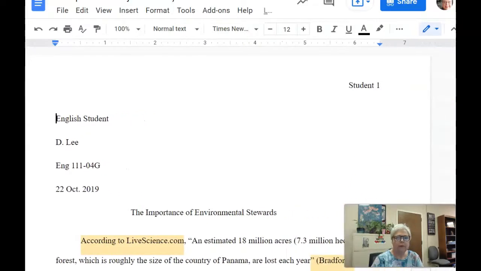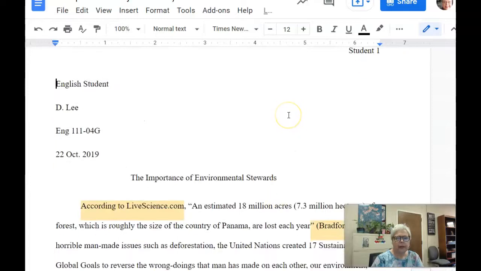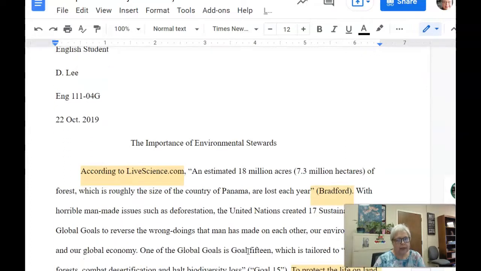It was written by one of my former students, and I asked him, because it was so well documented, the in-text citations, the works cited page, everything was done so well. He had his topic sentences. Everything was good about this. Now, it's not a perfect paper, but it was an A paper.